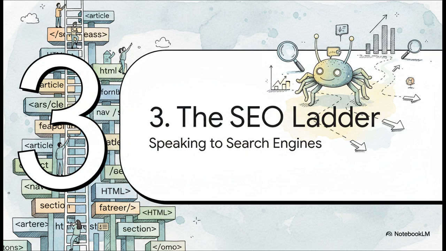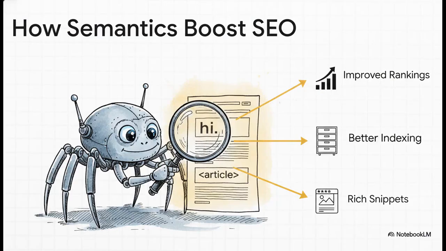But guess who else loves a clear, meaningful structure? Yep, search engines. When you build with semantics, you're not just creating a user-friendly site, you're handing Google a perfectly drawn map of your content. You're essentially making the search engine's job a piece of cake.